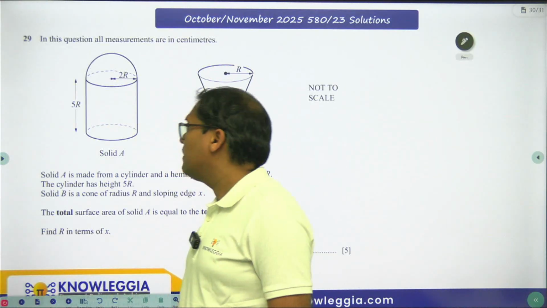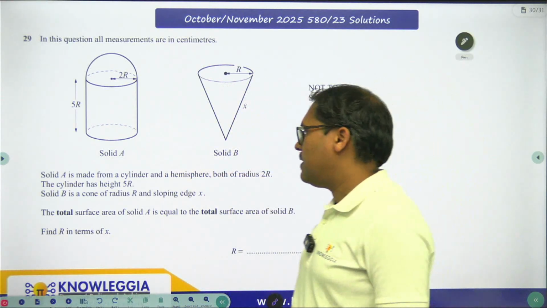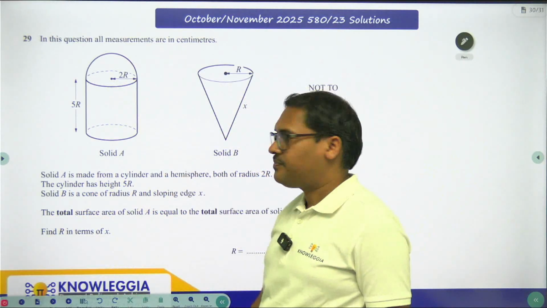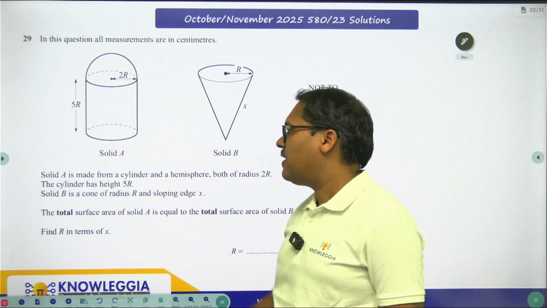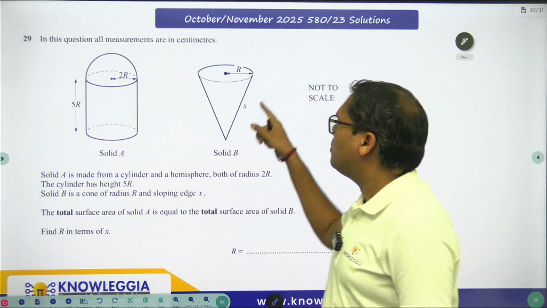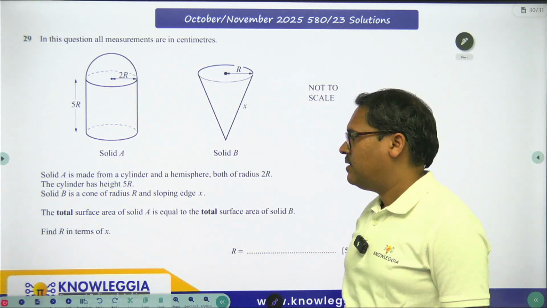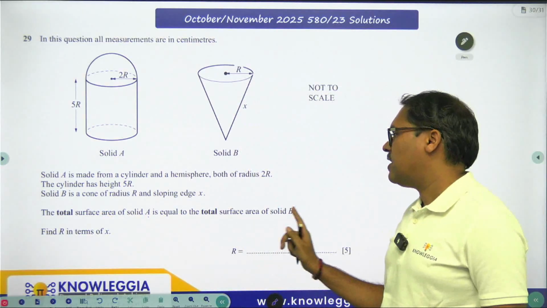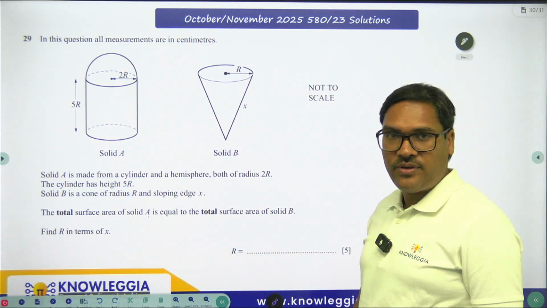Next question. In this question, all the measurements are in centimeters. Solid A is made from a cylinder and a hemisphere, both of radius 2r. The cylinder has height 5r. Solid B is a cone. You can see this is a cone of radius r and sloping edge x. The total surface area of solid A is equal to the total surface area of solid B. You have to find r in terms of x.